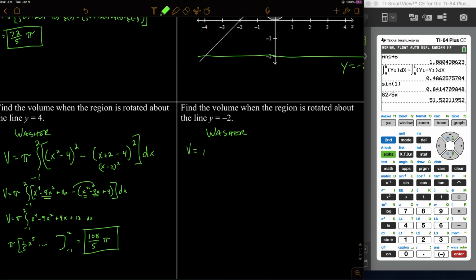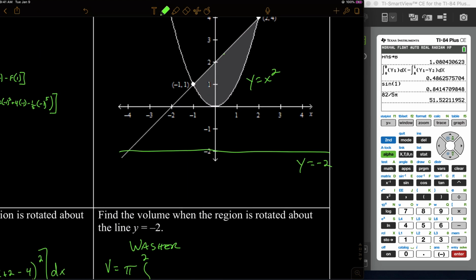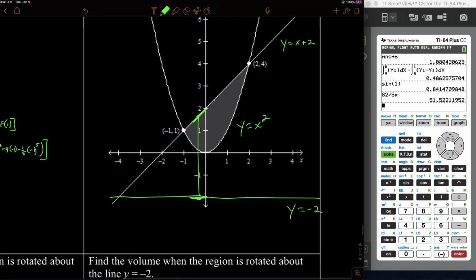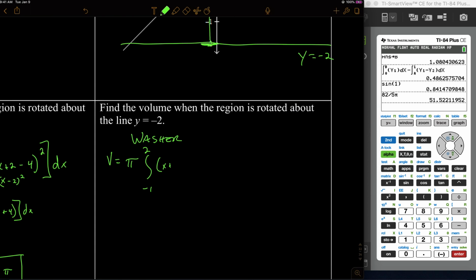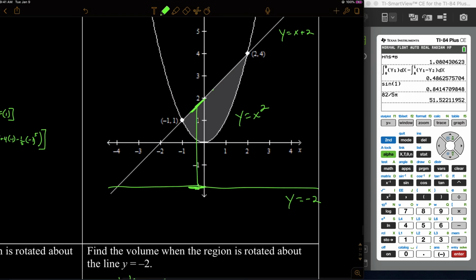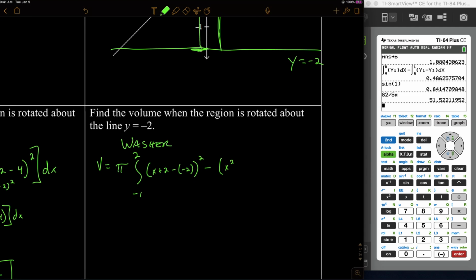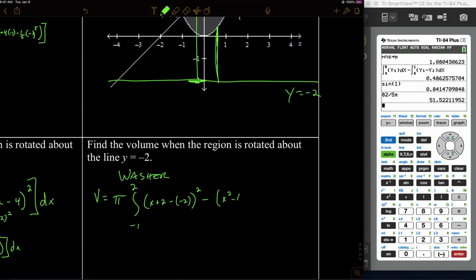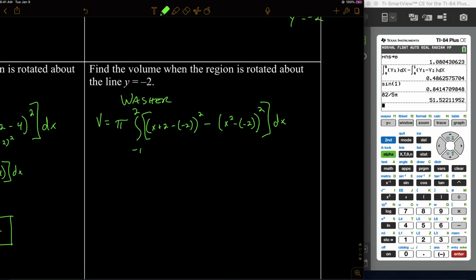So our volume is going to be pi from -1 to 2. Let's see. Our big radius is going to be the outermost function minus the axis of rotation. So it's going to be x plus 2 minus our axis of rotation, -2, squared. Minus our small radius, which is going to be x squared, the innermost function, minus our axis of rotation, squared, dx for the thickness of our washers. That's the height of our volume formula.